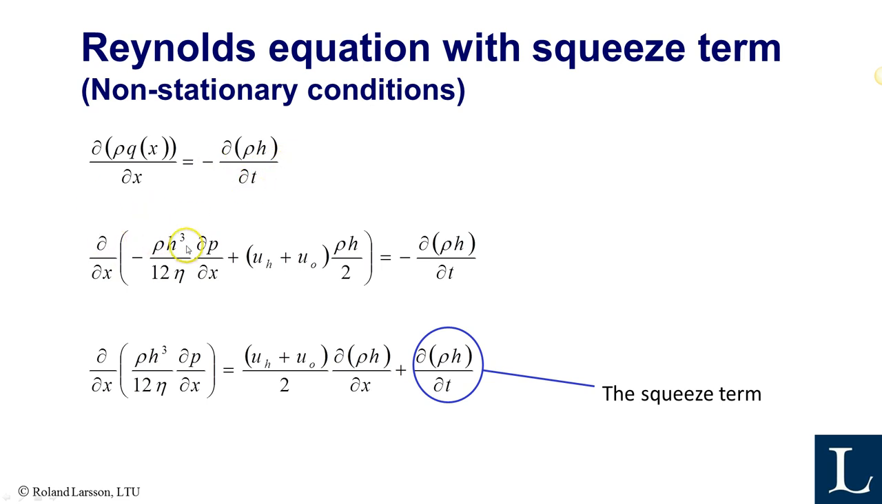Then you use the equation for the mass flow, and that must be the same as the change of the mass of this element. So if you rearrange it again as it normally is written in textbooks, it looks like this. Again, Poiseuille term, Couette term, plus the time term, or what is normally called the squeeze term. So this is the non-stationary Reynolds equation.